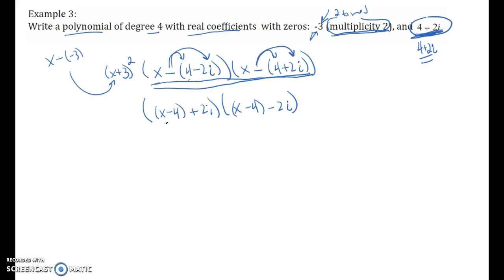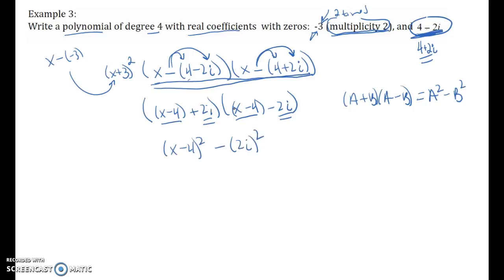Going onward from this, I know that it's the exact same thing here, x minus 4 twice. It's a 2i and a 2i twice, plus or minus. So I can use that formula that if I have two things that are multiplied together that are identical but the signs are different, it's the first thing squared minus the second thing squared. So that'll give me x minus 4 quantity squared minus 2i squared.